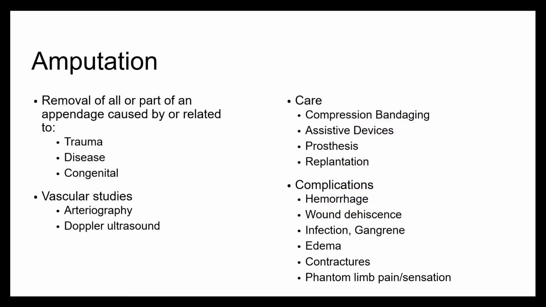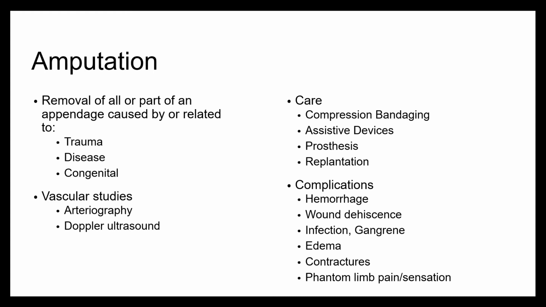So the last musculoskeletal injury that we're going to look at in this lecture is going to be amputation, where there is a removal of all or part of an appendage. We have a couple of reasons that we can see an amputation occur. The first could be due to a trauma.